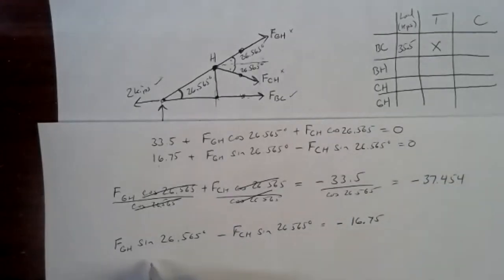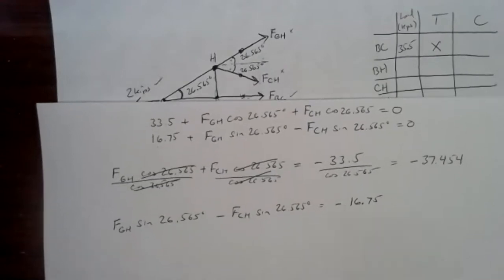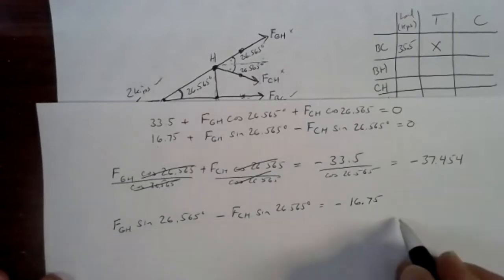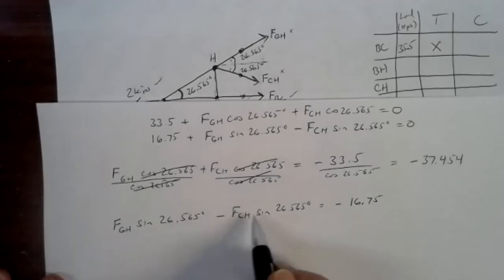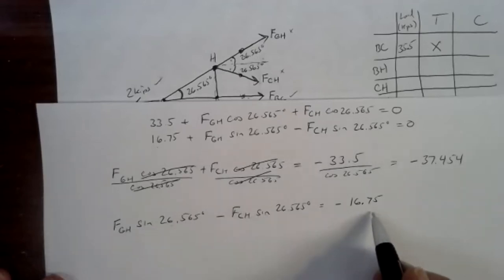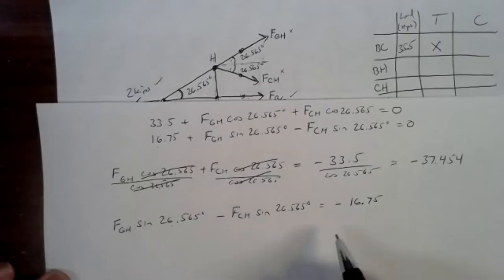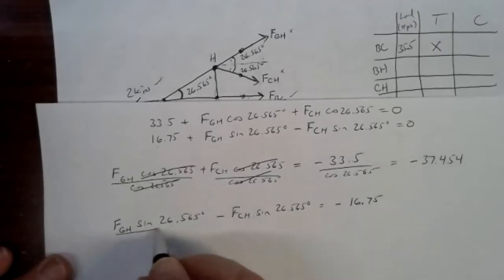We can do the same thing in the other equation, the y direction equation, except we divide through by sine. Dividing through by sine will knock out the coefficients of our unknowns and give us kind of an uglier number on the right. So if we divide.